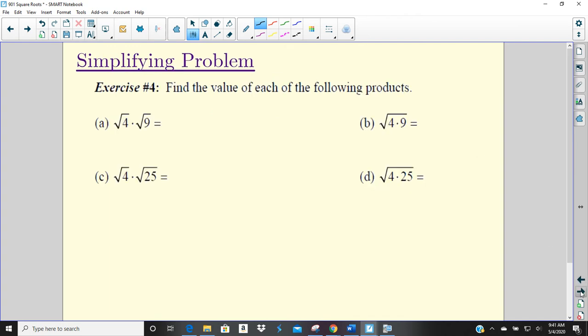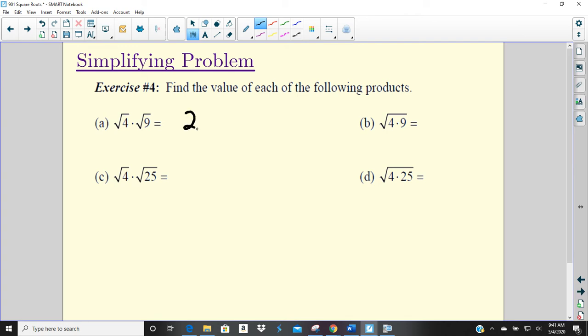Question 4. Find each value of the following products. So let's talk about the difference between A and B. If you notice, I'm doing the two radicals separately. Radical is another word for square root. And I'm doing the radical together. So let's see if we get the same answer or not.